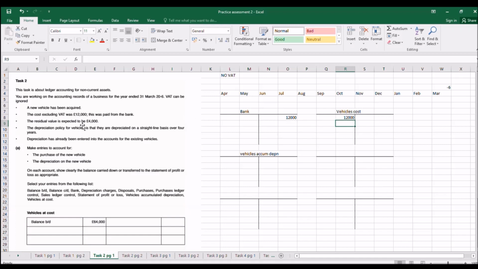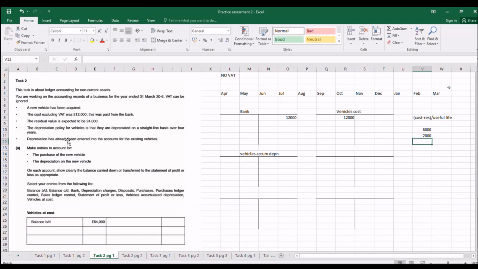Right, the residual value is expected to be 4,000. So we're setting up for some kind of straight line depreciation calculation here. The depreciation policy is straight line over 4 years. So the depreciation each year is going to be cost minus residual value, divided by useful economic life. So it's 12,000 minus 4,000, our residual value, which is 8,000 spread over 4 years, divided by 4, so £2,000 a year for each full year.